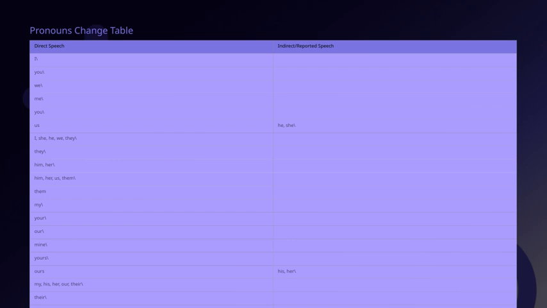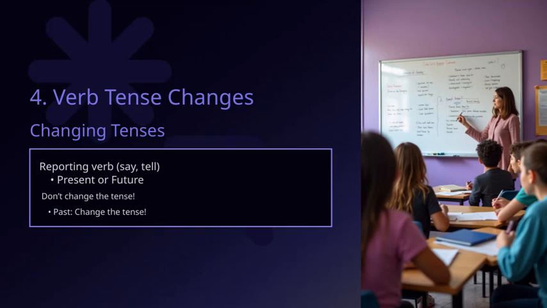Understanding these shifts is essential because it helps us maintain clarity and accuracy when reporting speech, which is a common task in both writing and conversation. It also ties into the overall theme of how language adapts depending on context, making our communication more precise and effective. Now let's talk about the importance of keeping the tense consistent when reporting in the past.